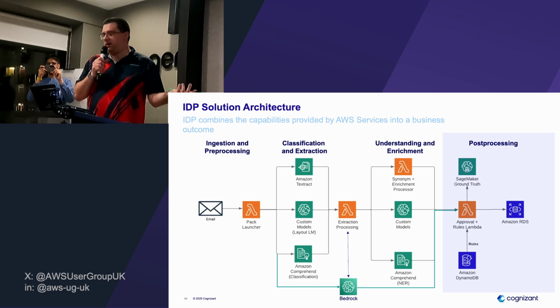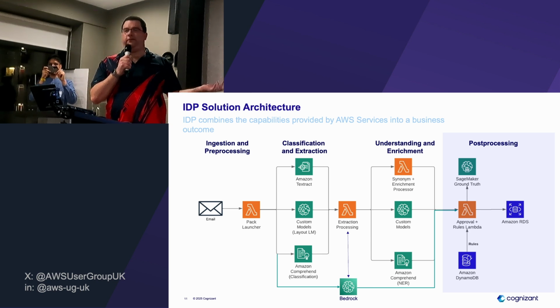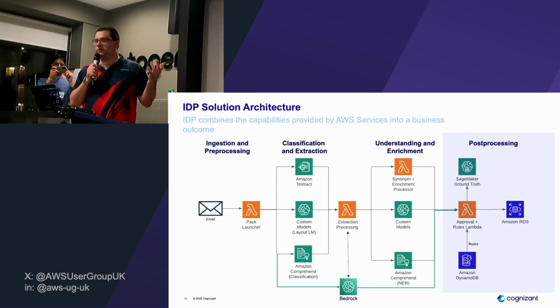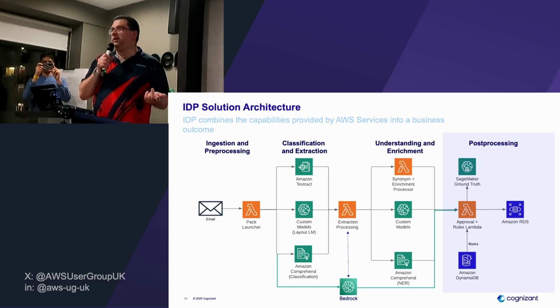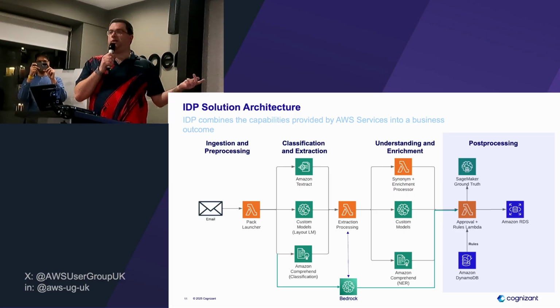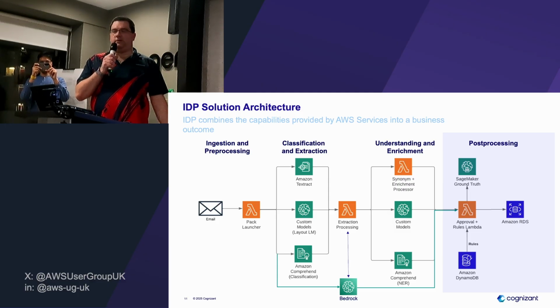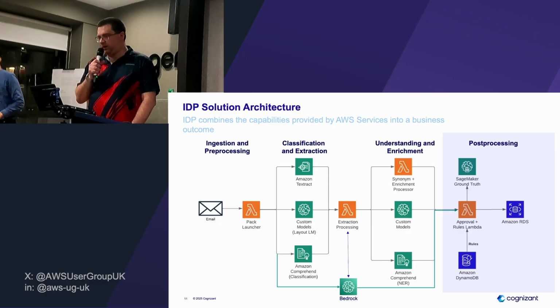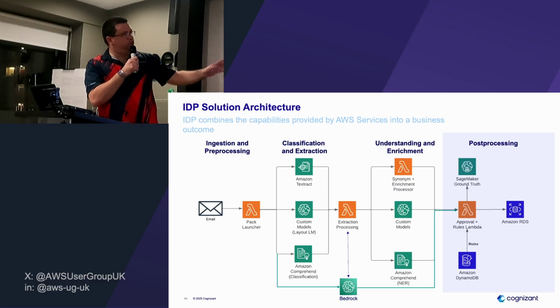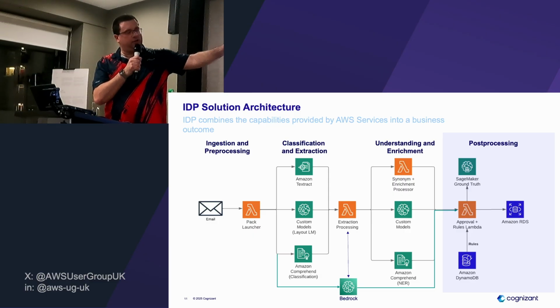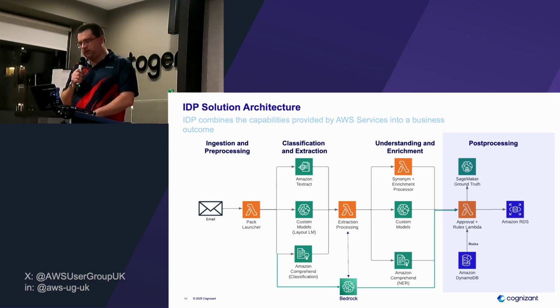And part of this also is that we want to continuously refine and tune the models and improve the solution. So we have an element of ground truth and continuous evaluation that allows us to identify where our accuracy is dropping and that we need to fine-tune. Okay, so some of the other services in that layer are Textract, custom models and Comprehend.